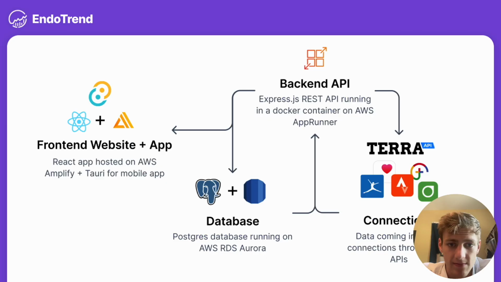So for all my fellow software nerds, here's how this is implemented. We have our front-end website and app in React. It's hosted on AWS Amplify. And then we use a little bit of Tauri, which essentially puts it in a web view for mobile. Then we have our backend API, database, and connections. And what happens is we set up a webhook on our backend. All of our connections, when we get new data, are going to send data into that webhook. That's going to save it to the database. And then whenever we want to pull data back into the front end, we take it back up from the database through the back end into the front end.